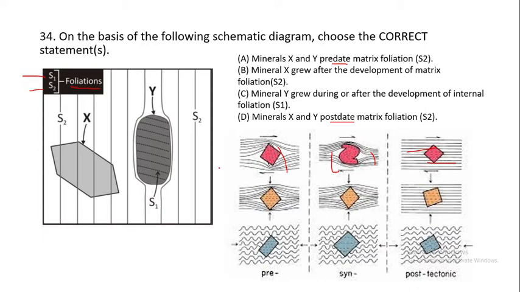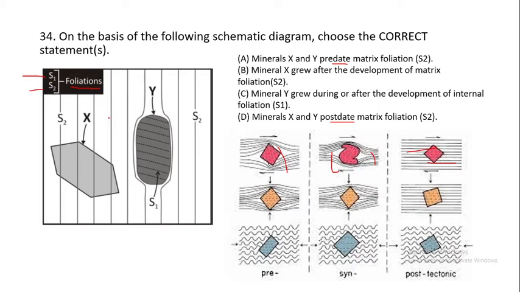Now here you can see the S1 foliation. S1 is the first foliation, and that is due to a particular deformation, the first deformation. And S2 is formed after that. This S1 may be formed by metamorphism, and S2 is formed after the formation or the deformation of S1.